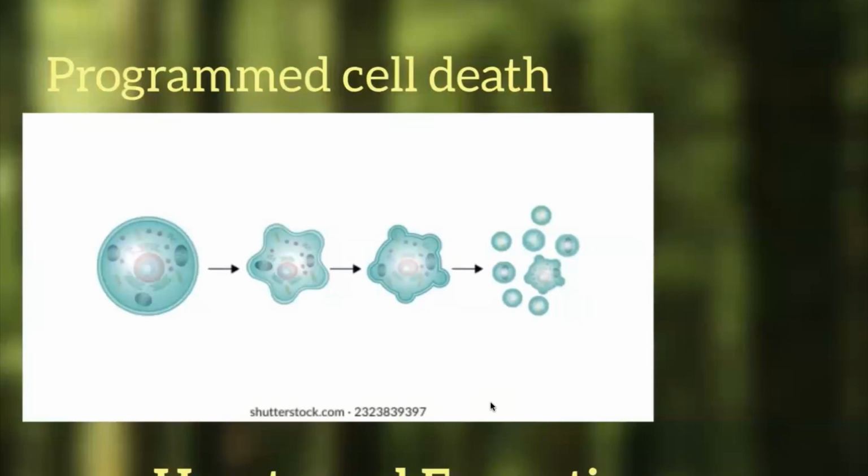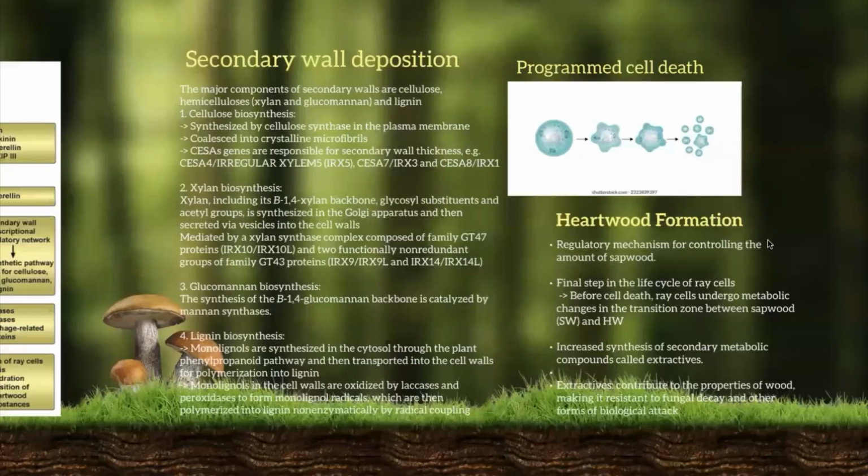Reactive oxygen and nitrogen species, the ROS and RNS, act as molecular signals that initiate PCD in response to stress, while hormones like salicylic acid, ethylene, and gibberellin are key players in both DPCD and EPCD induction. Furthermore, proteases and nucleases are essential components of PCD, particularly in apoptosis, where they facilitate the cleavage of specific substrates and degrade DNA fragments. About hardwood formation, it's a regulatory mechanism for controlling the amount of sapwood.